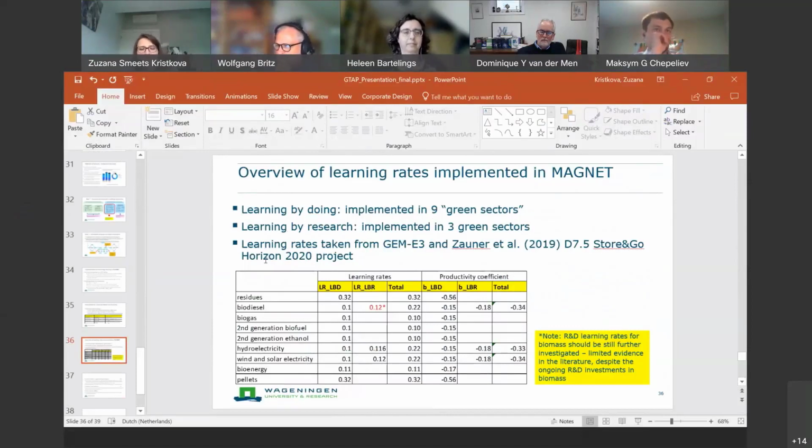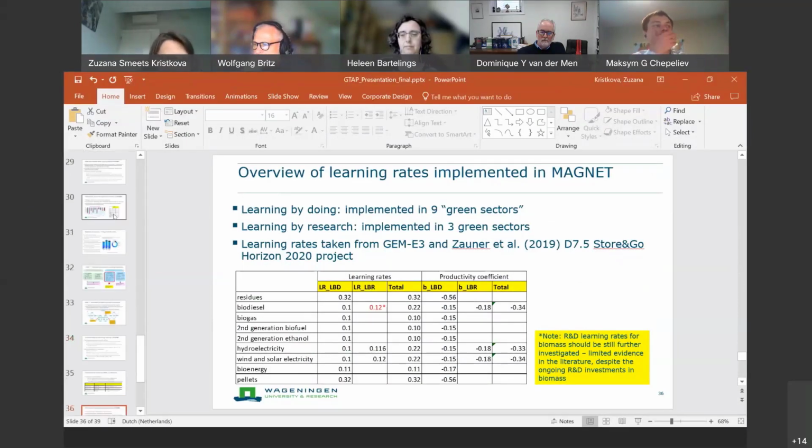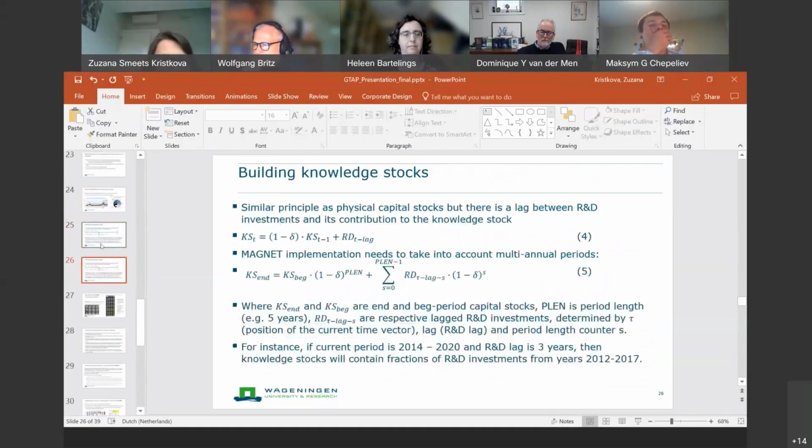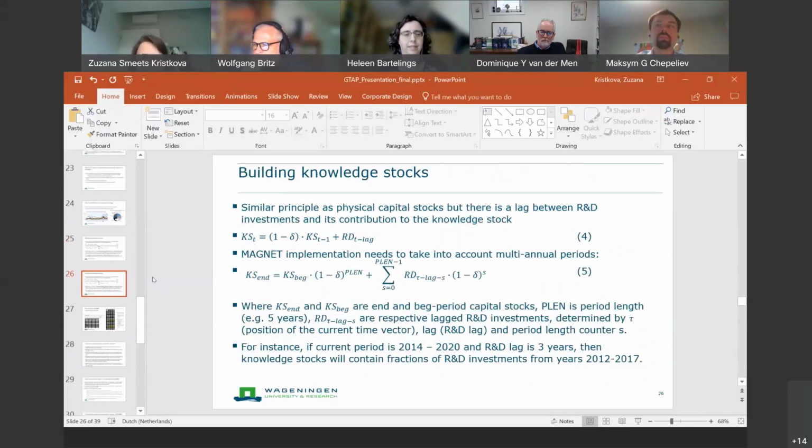Okay, so we took these learning rates from the literature, and learning by doing and learning by research are basically implemented similarly. They are introduced as a parameter that increases productivity. I had one more slide that explained exactly, but there is not enough time. So basically, we take the productivity coefficient that there is in MAGNET AOL, and we link it with learning by doing and learning by research rates. Learning by doing we multiply with growth of the capital stock because it represents the installations, and learning by research we multiply with growth of knowledge stocks, and knowledge stocks we accumulate based on some literature evidence.